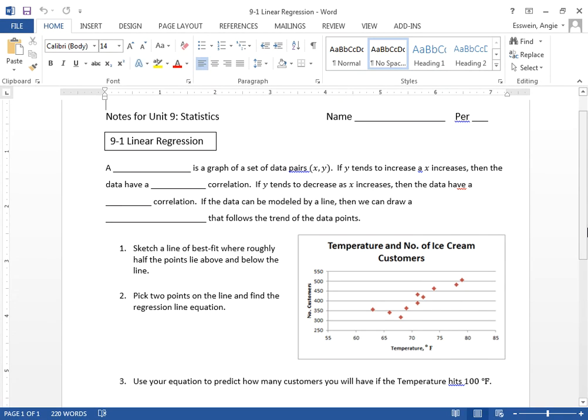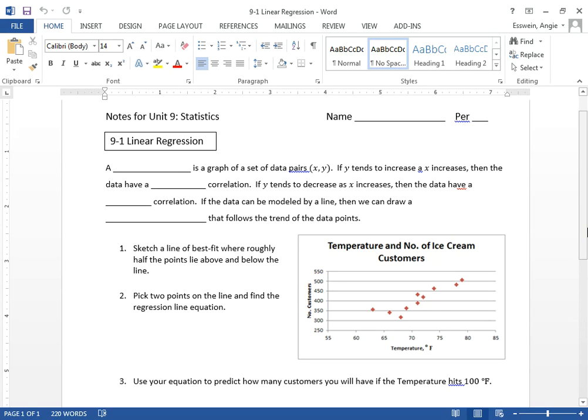When we graph data where we have some X number related to some Y number, by the way, which is the independent and dependent variable for temperature versus number of customers for ice cream? Independent is the temperature, right? And then the number of customers is dependent because it depends on what the temperature is.